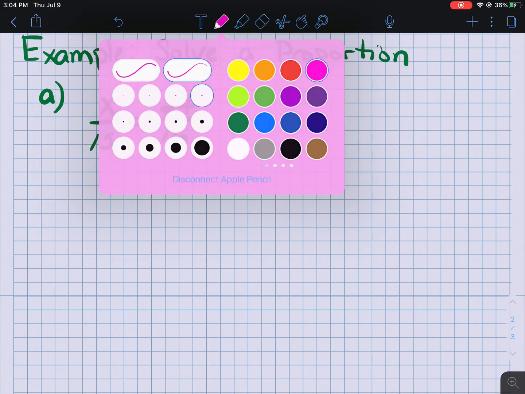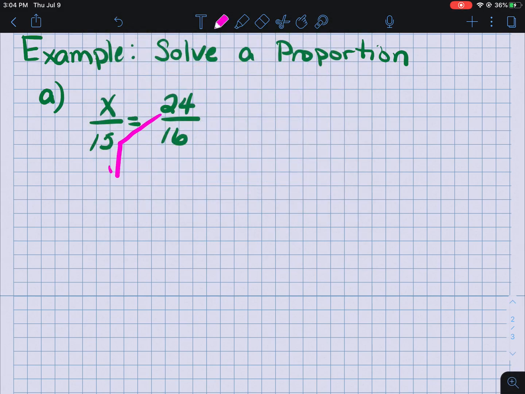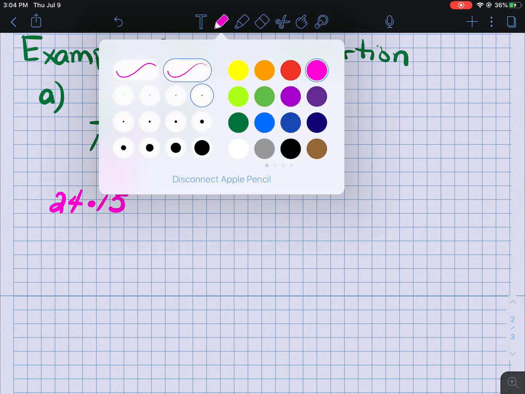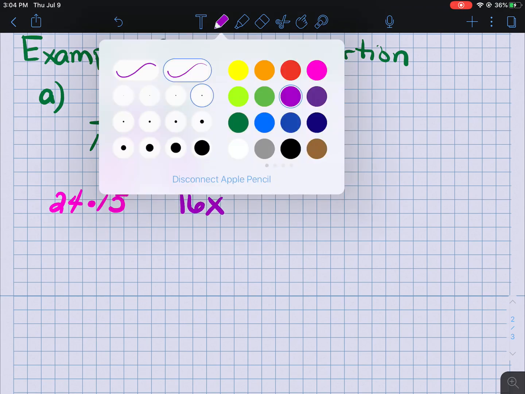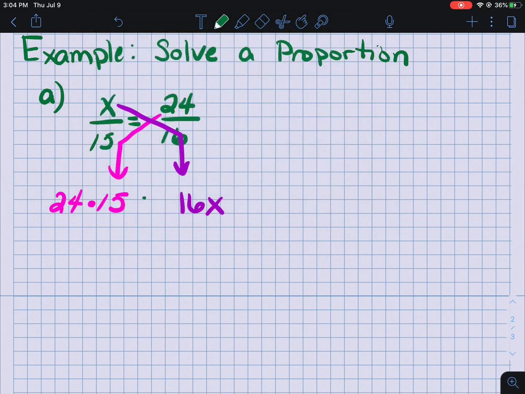So here's my cross product. I do 24 times 15. Now you don't always have to write the 24 times 15. I'm just writing it out so you can see what I'm doing. And then I'm going to do x times 16. I like the x after it, so I write 16x. x16 looks weird to me. Okay? And now I'm going to solve this.